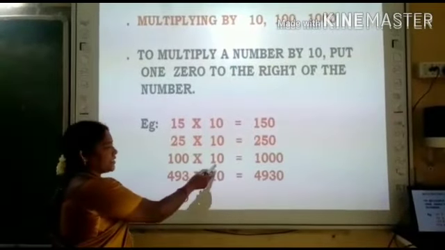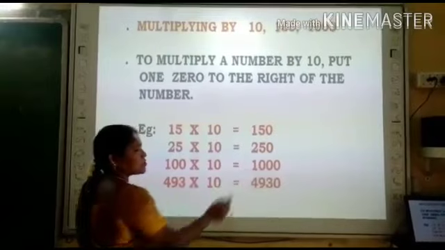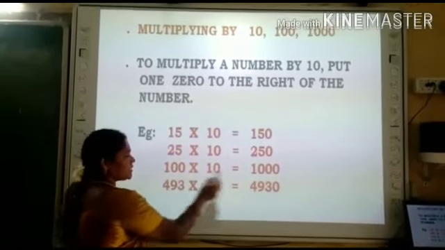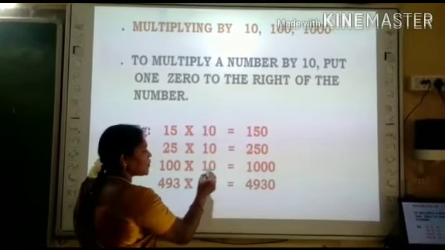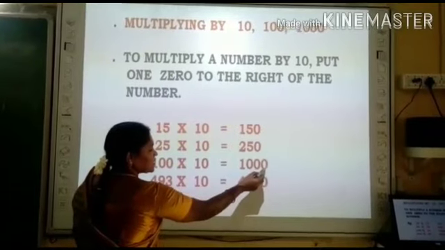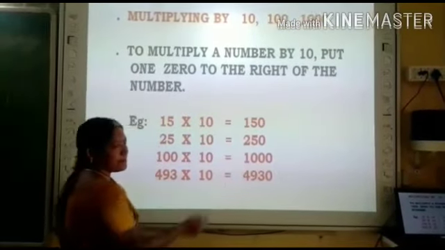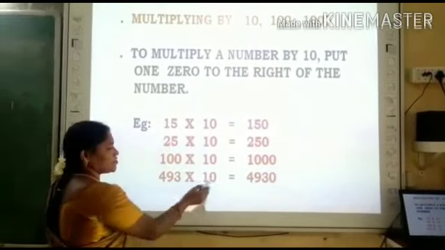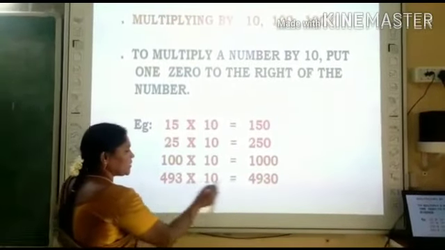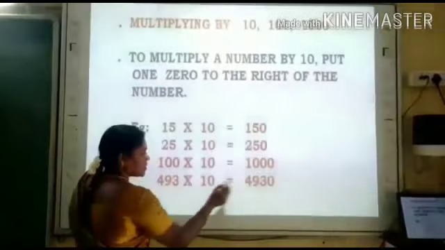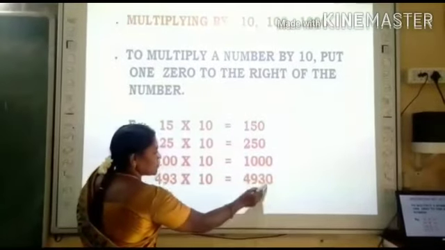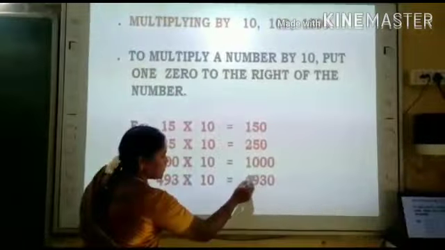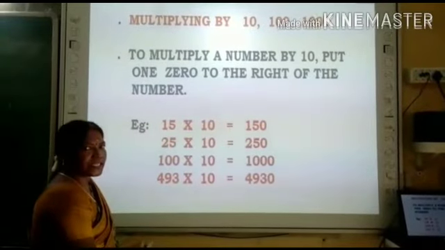Next, 100 into 10 is equal to 1000. First we write 100, then we add 1 zero to the right side of this given number. Then next, 493 into 10. You write 493 first, then you add 1 zero to the right side of this given number. Okay children, are you clear?